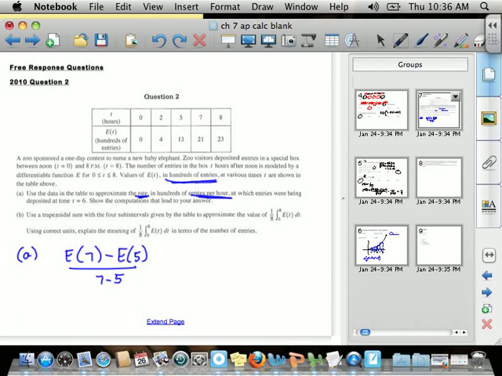Okay, now you could have used other things. You could have used 2 and 8, but it makes more sense to use the ones that are directly next to 6, right? So E of 7 minus E of 5. So I'm going to have 21 minus 13 over 2. So 4. And then always write your units. So what are my units for this one? Hundreds of entries per hour, right? So you could write 400 entries per hour, or you could write 4 hundreds of entries per hour, which is kind of weird.